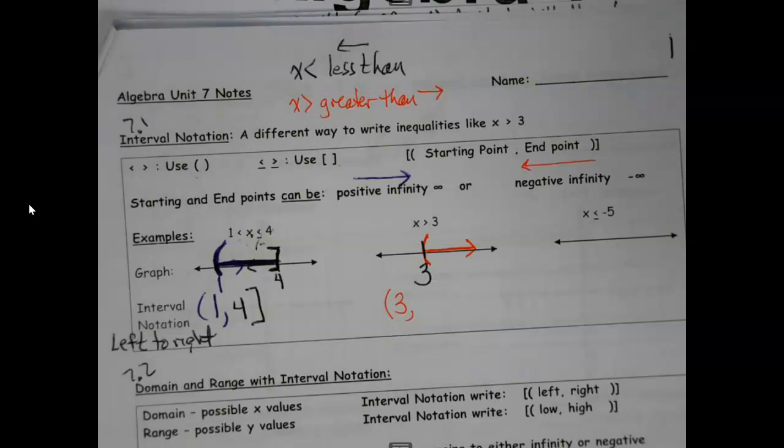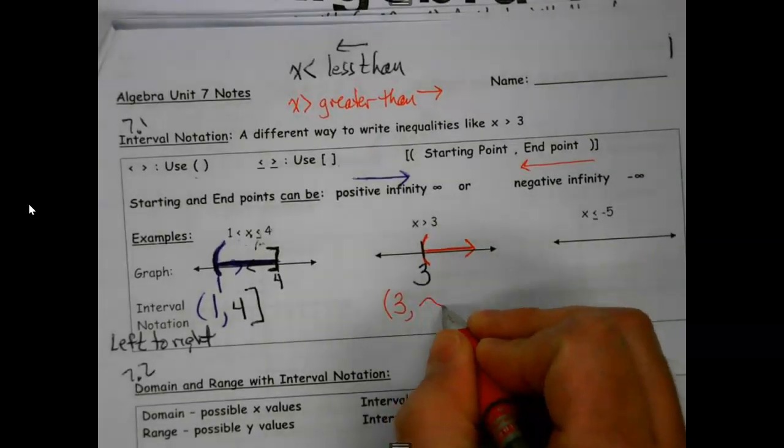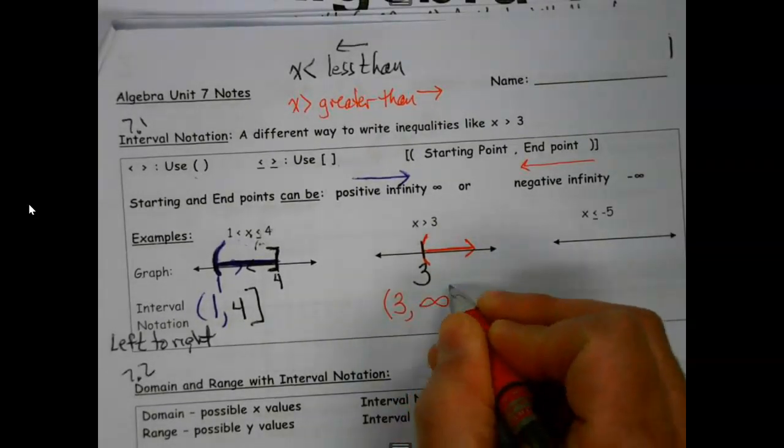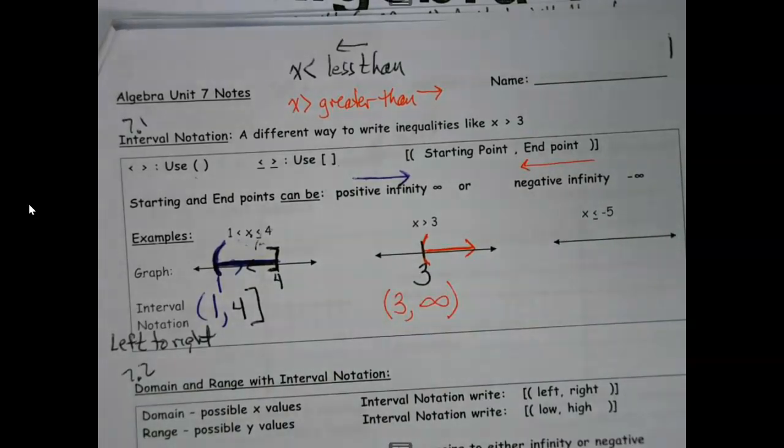Now the direction it's going matters. If I'm going to the right, the numbers are getting bigger and bigger and bigger. 3, 4, 5, 6, 7, 8, and it keeps going forever. So when the arrow's going to the right, we're going to use positive infinity. Kind of looks like a sideways 8 here. And infinity always uses a parenthesis, never a bracket, because it has no end. It just keeps going and going. So anytime we see arrows, arrows are infinities.